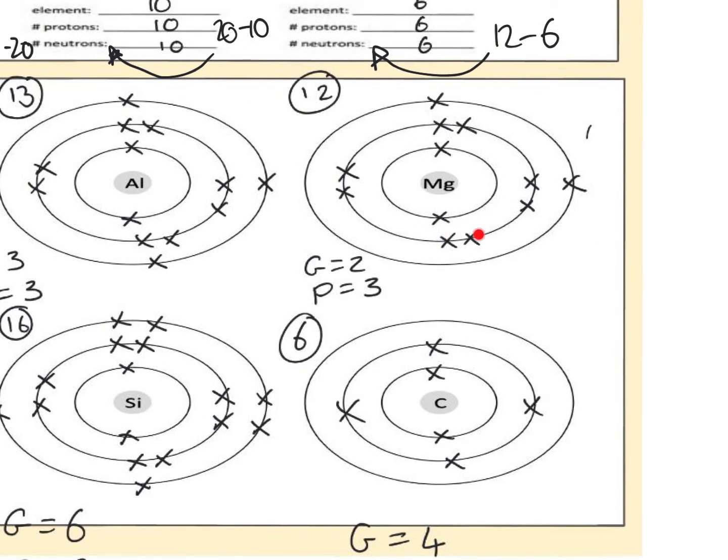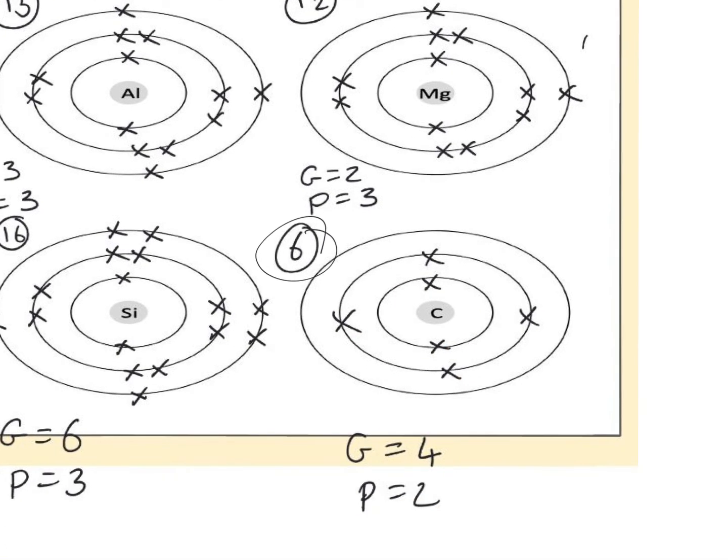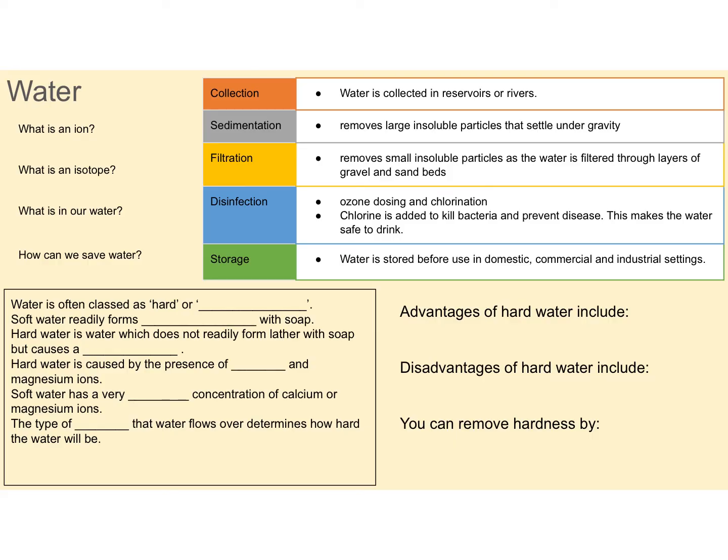Magnesium then, 2, 8, 2. Group 2, period 3, and then carbon, atomic number of 6, 2 go in the first shell, 4 go in the next shell, so that's group 4, period 2. Last little bit then is all about water. Again, pause the screen, and then I'll be back in a minute to kind of talk through it.